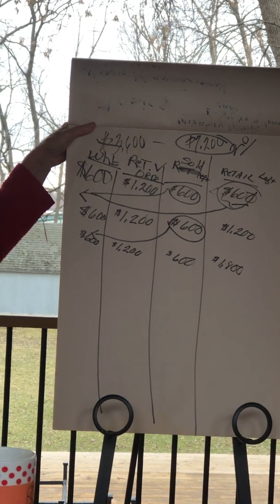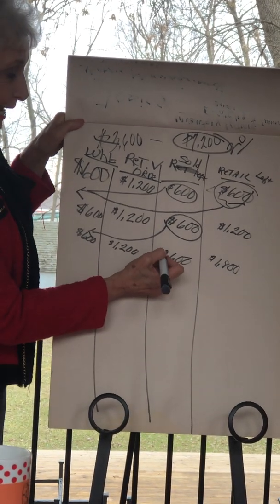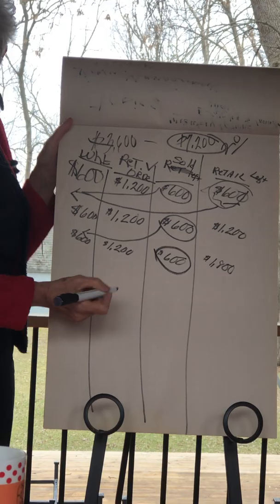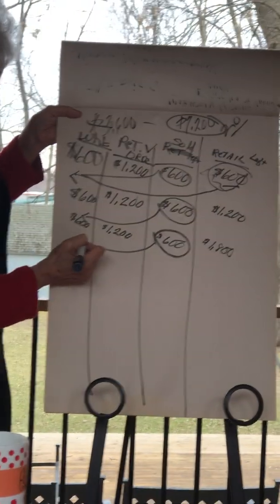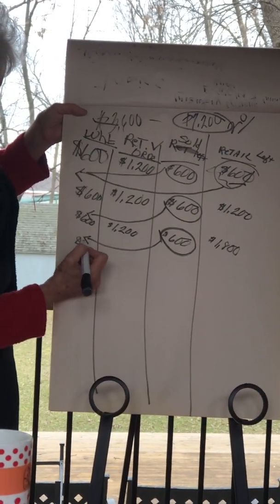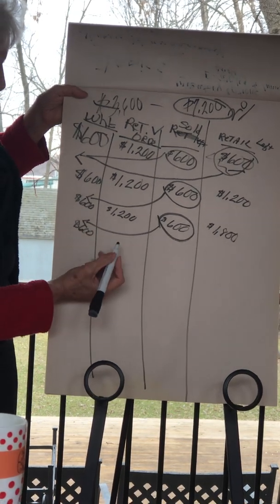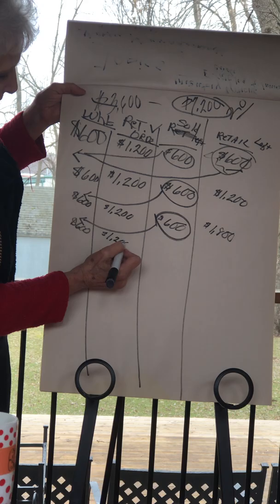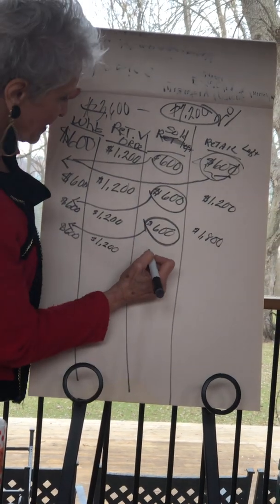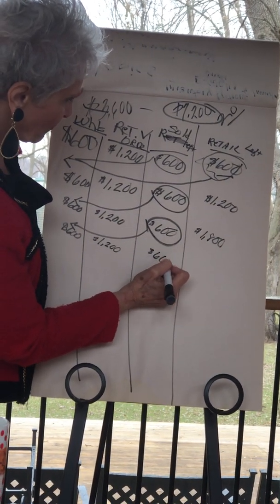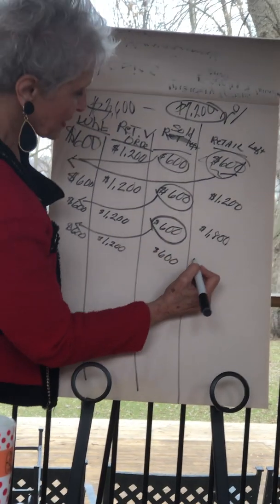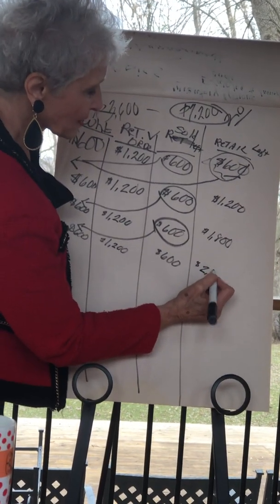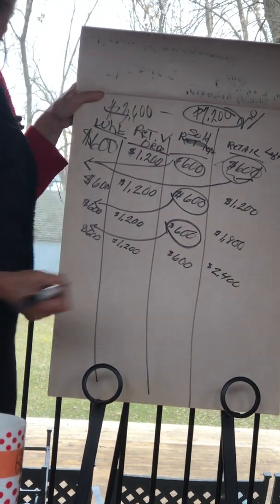You following? All right, we got 600 in cash here. We're placing another wholesale order for 600. Retail value is 1,200. Sell 600. And what's left on your shelf is 2,400 retail.